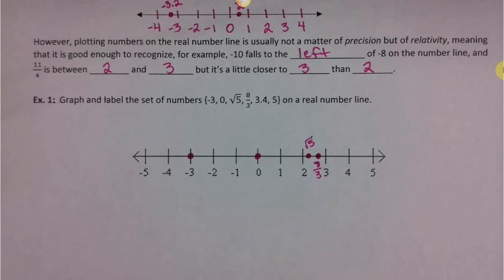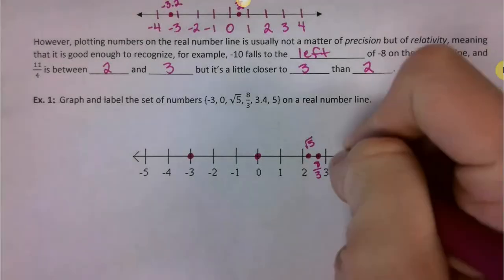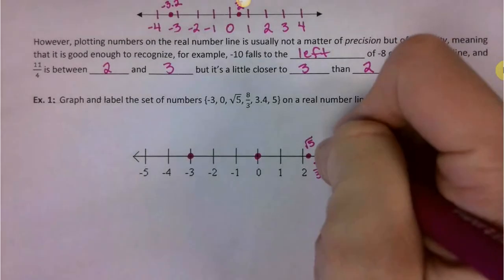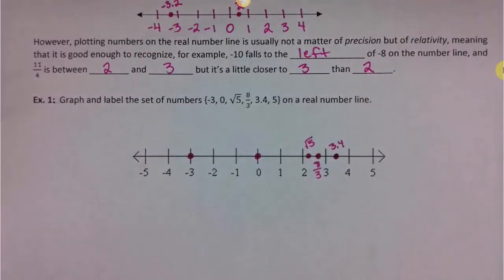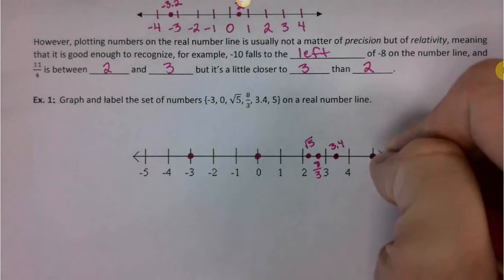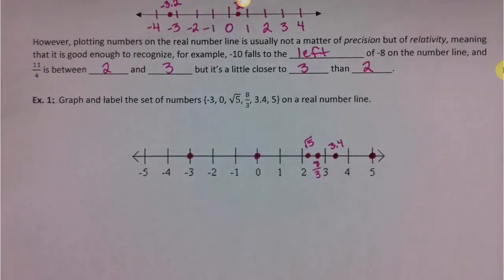3.4, that would be between 3 and 4, just a little bit closer to the 3 though, since it's not quite a half. And then 5, again, is already on our number line. We just want to put a point on top of it to represent the 5.